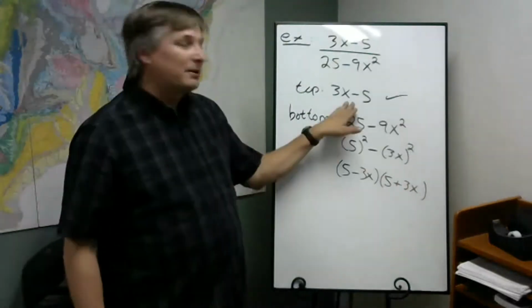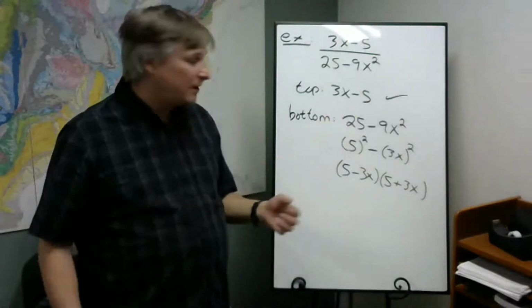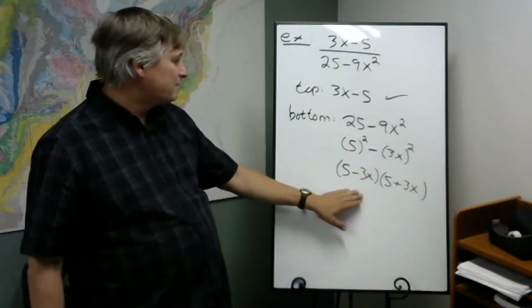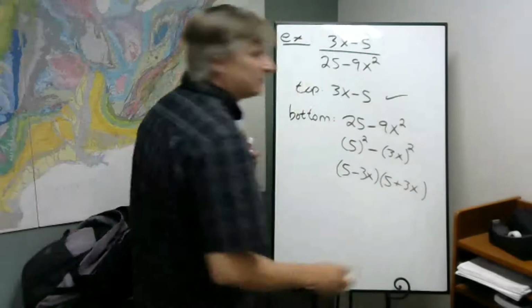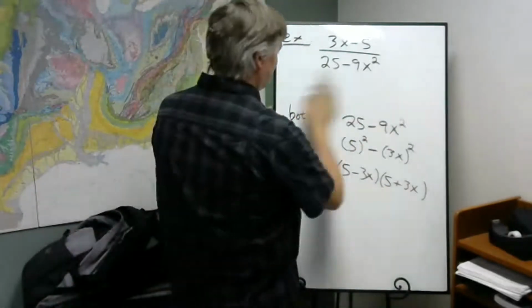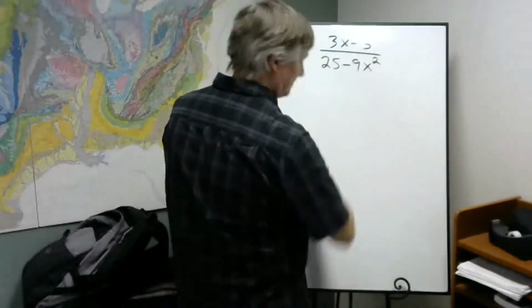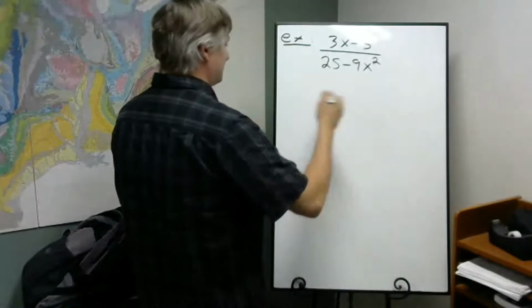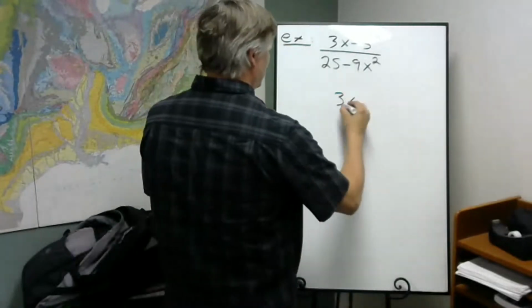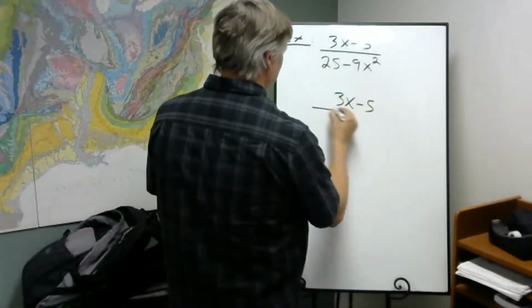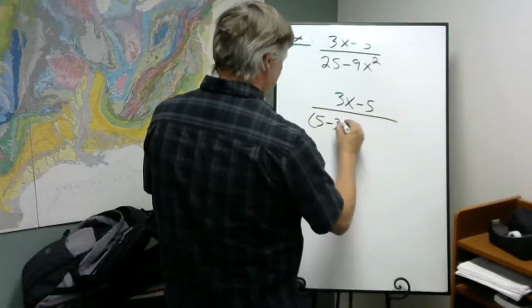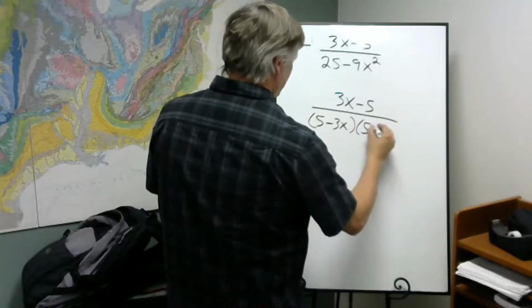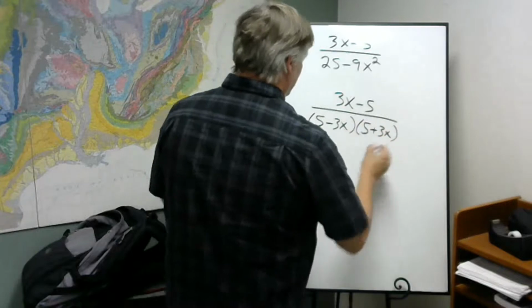So the top here doesn't change, 3x minus 5. We have 5 minus 3x and 5 plus 3x. So let's put it all back together. So the top is going to be the same. This will be 5 minus 3x, 5 plus 3x.